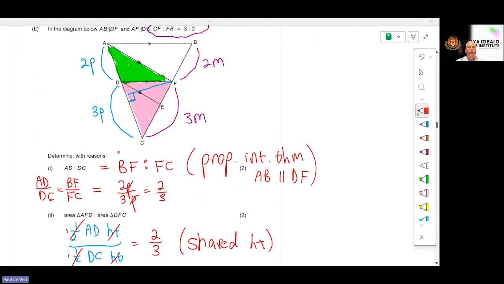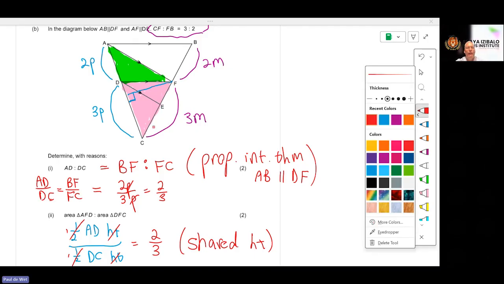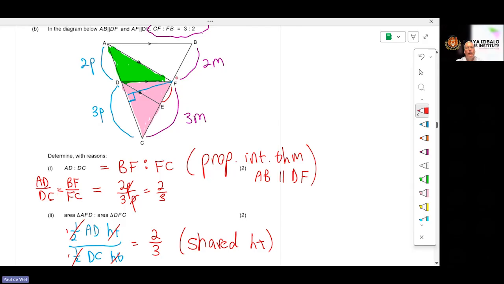So let's have a look now. The next question asks us for EF to FB. Now we want this piece to this piece. I know what FB is in terms of M, but I don't know what FE is. Who can tell me how we're going to do this? I'm going to write the answer up here at the top right. EF to FC, I'm just writing down what you said. EF to FC is AD to DC.